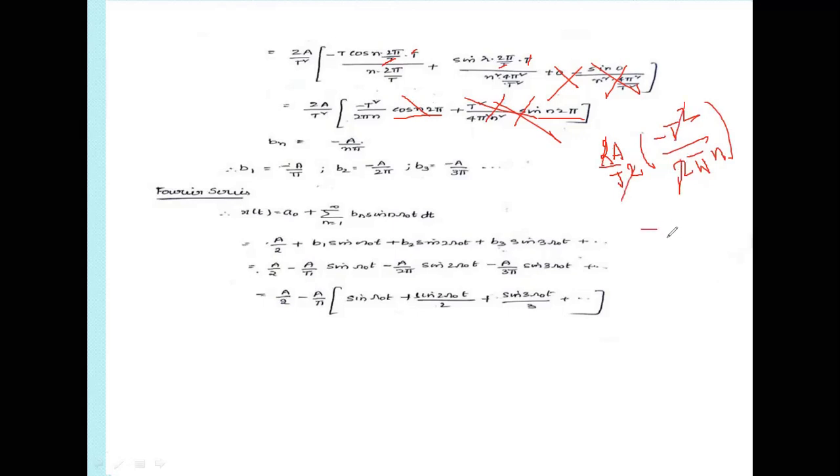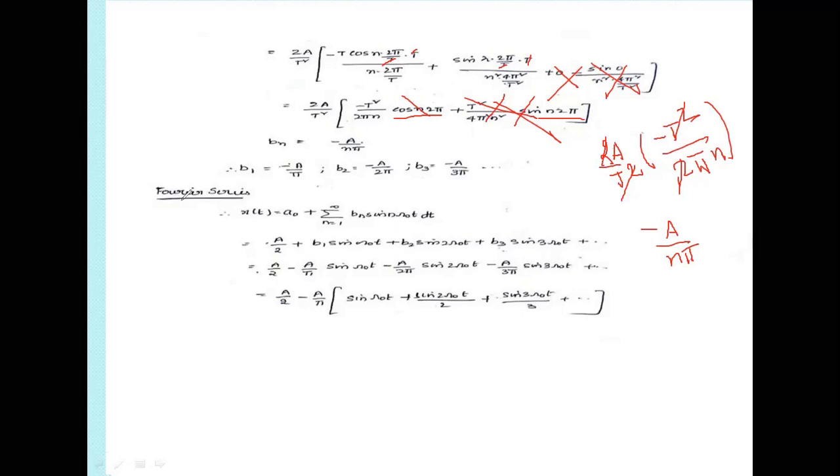You know the cos 2 pi and the sine 2 pi. Sine 2 pi is 0 again. Cos 2 pi is 1. So 2A by T square is multiplied with the cos coefficient only. Already the sine becomes 0, so the second term is 0. And we have only the minus T square by 2 pi into n. The 2 gets cancelled, T square gets cancelled, and finally we get minus A by n pi.